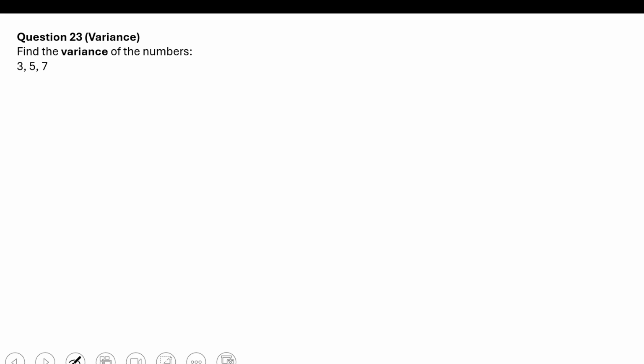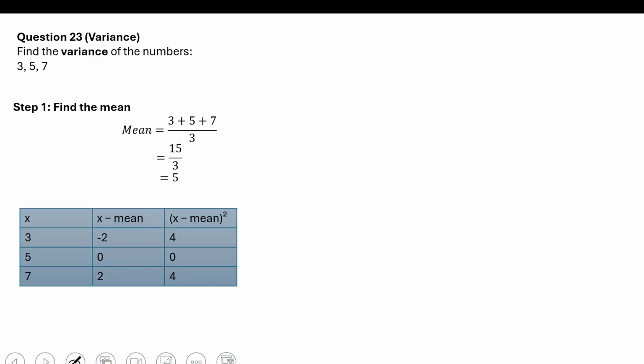Variance. Find the variance of 3, 5, and 7. Again, for variance you put the data set in tabular form. First of all, you find the mean. 3 plus 5 plus 7 divided by 3 will give us the mean. The mean is 5, right? So you do a table where you subtract the mean from each of the data points to get the deviation. 3 minus 5 gives me minus 2, 5 minus 5 gives me 0, 7 minus 5 gives me 2.